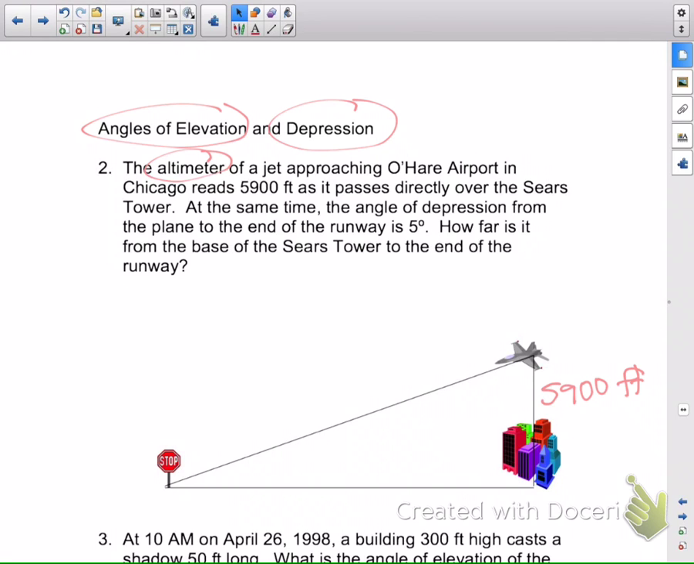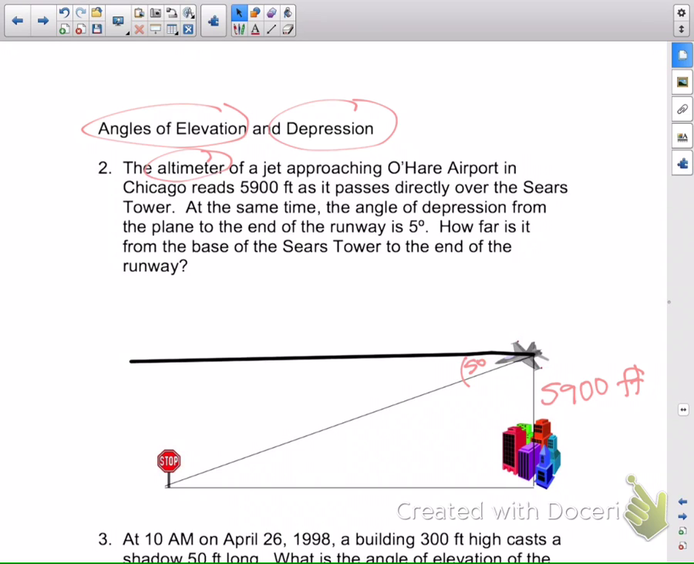Okay, the angle of depression comes from looking directly across, because we'd assume that the pilot is looking straight out. Okay, the angle of depression is in here. It is not in the triangle itself. All right?